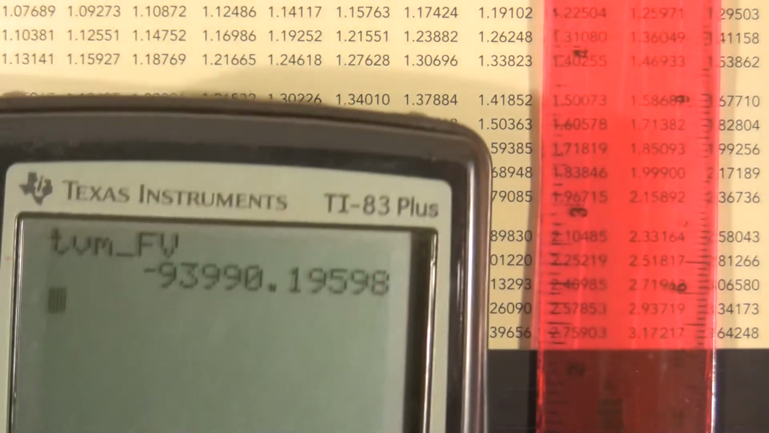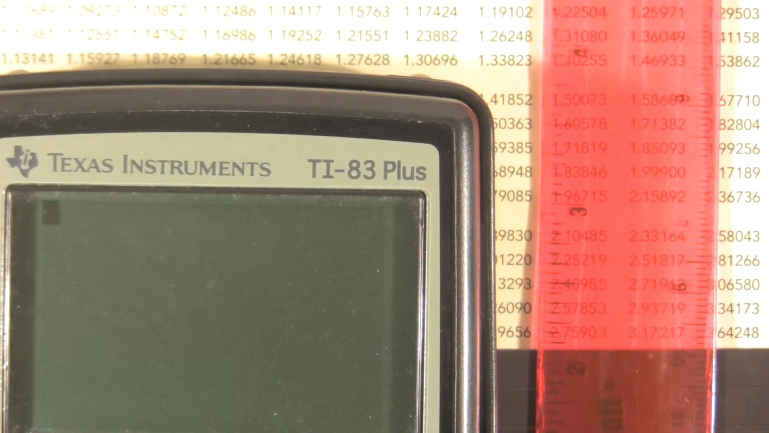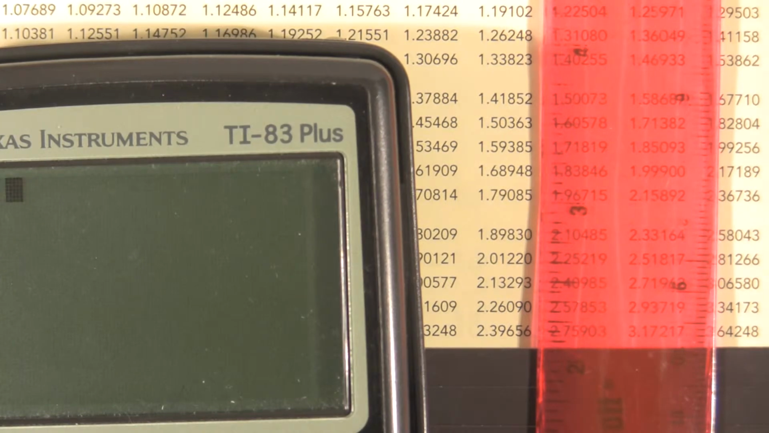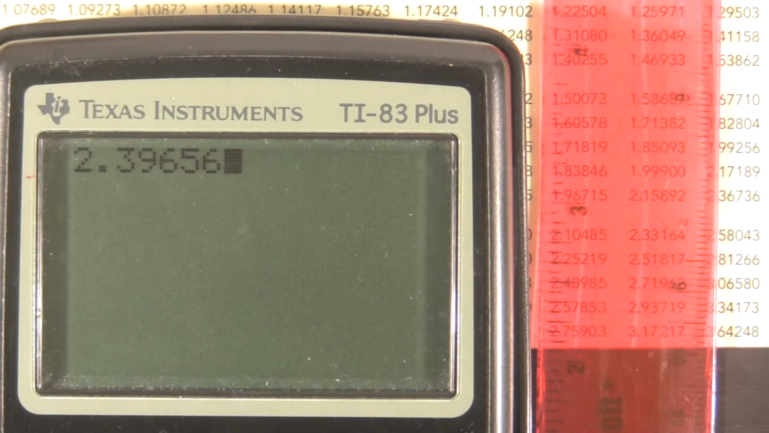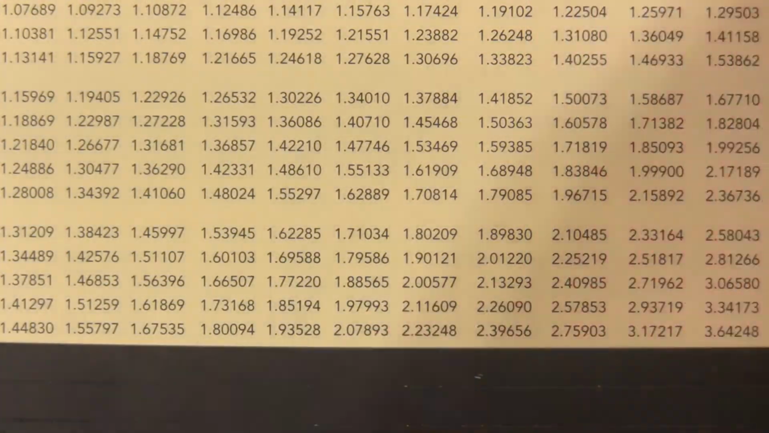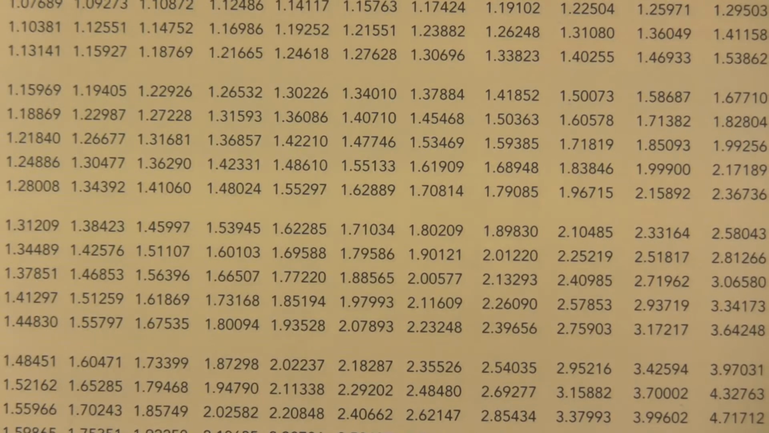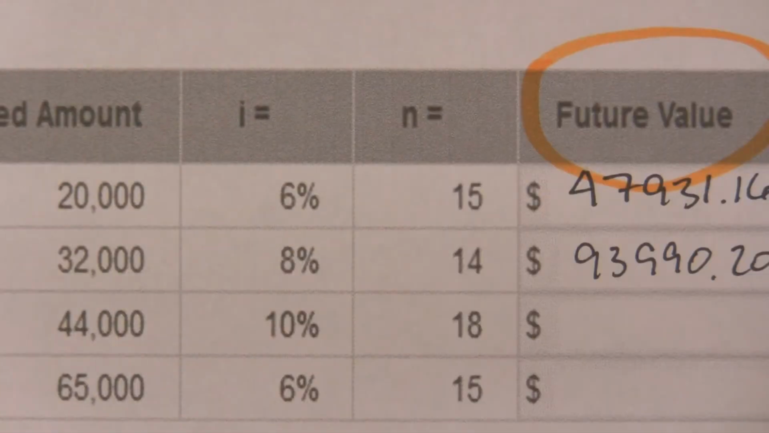So if we take 239,656, don't trust me, I'm an accountant, I lie. Take the factor 2.39656, multiply that by the amount of the investment, $20,000, $47,931.20, exactly what we got using the calculator. So you can use either method. I happen to think a calculator is a little handier, but occasionally if you have the tables, that works fine too. Okay, back to this one.